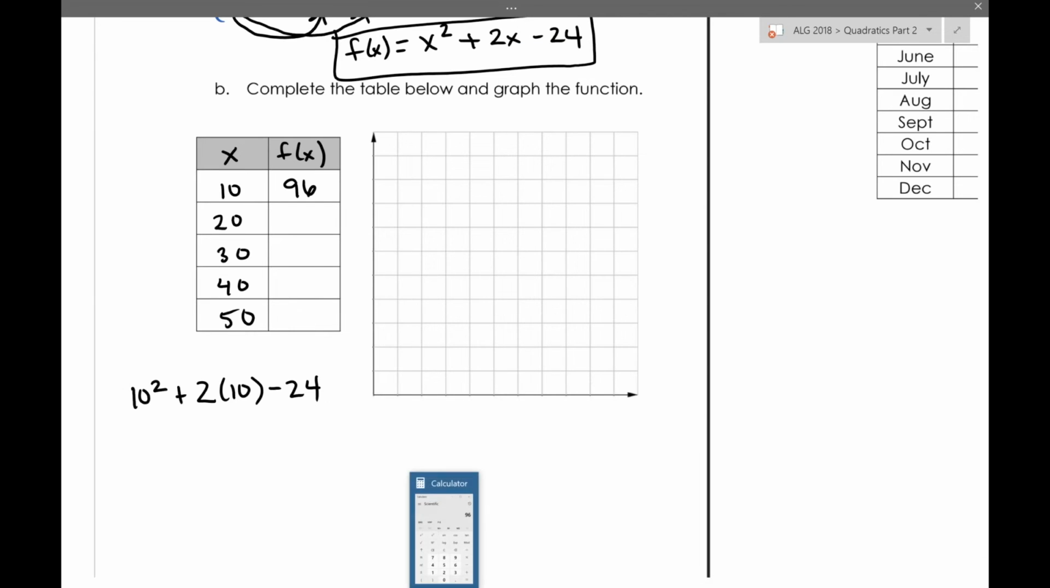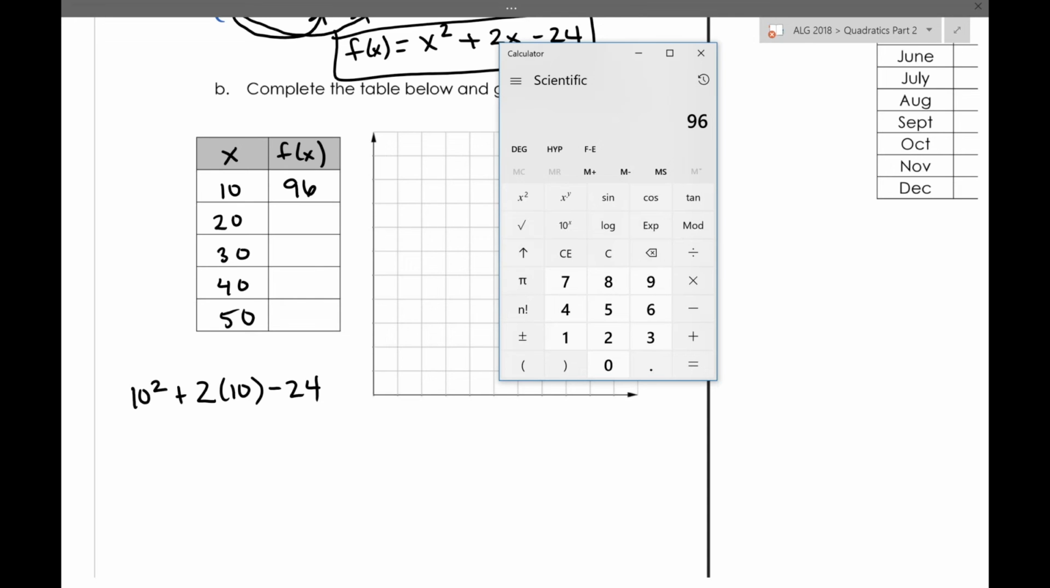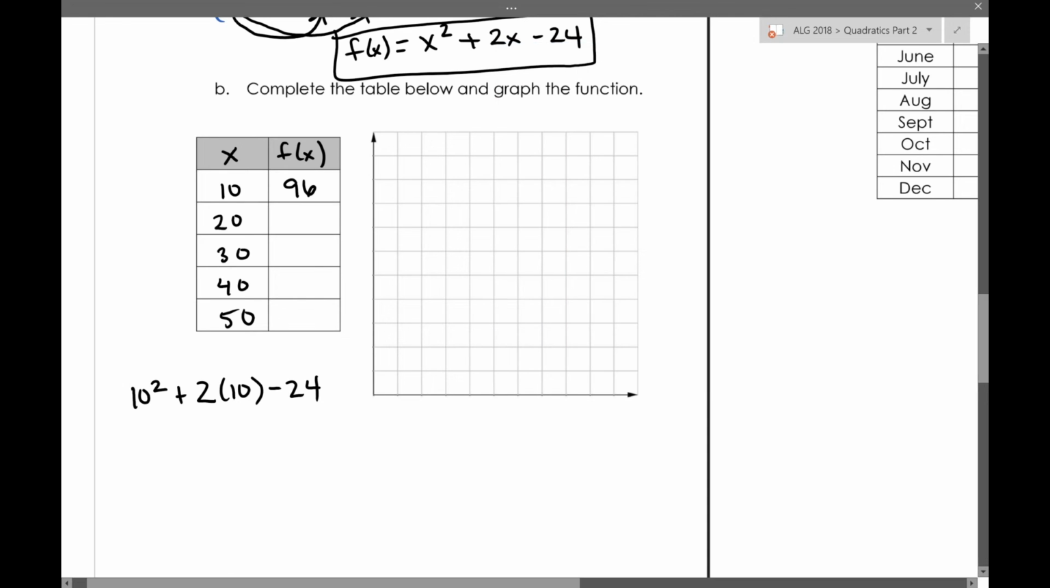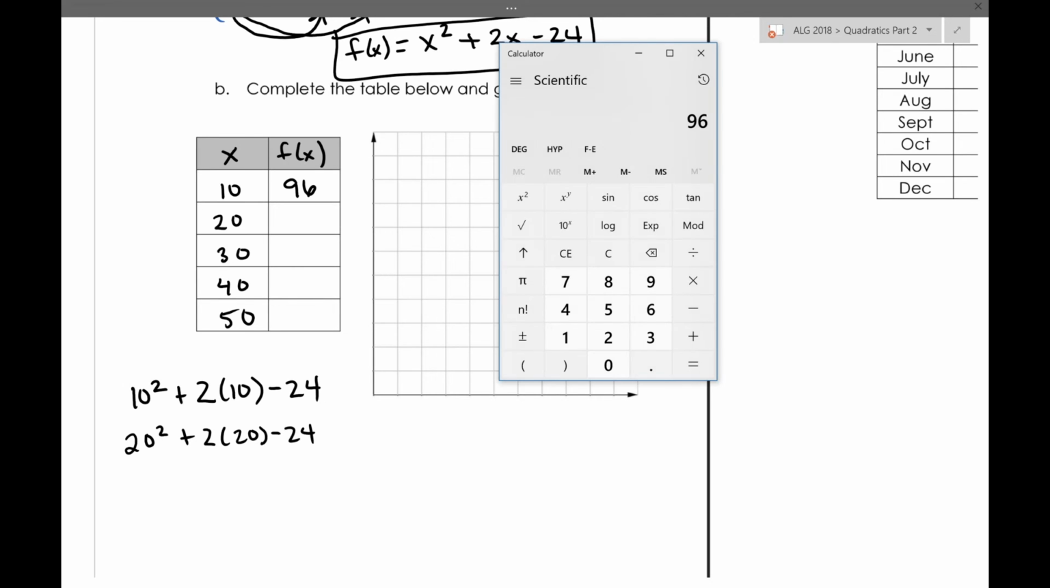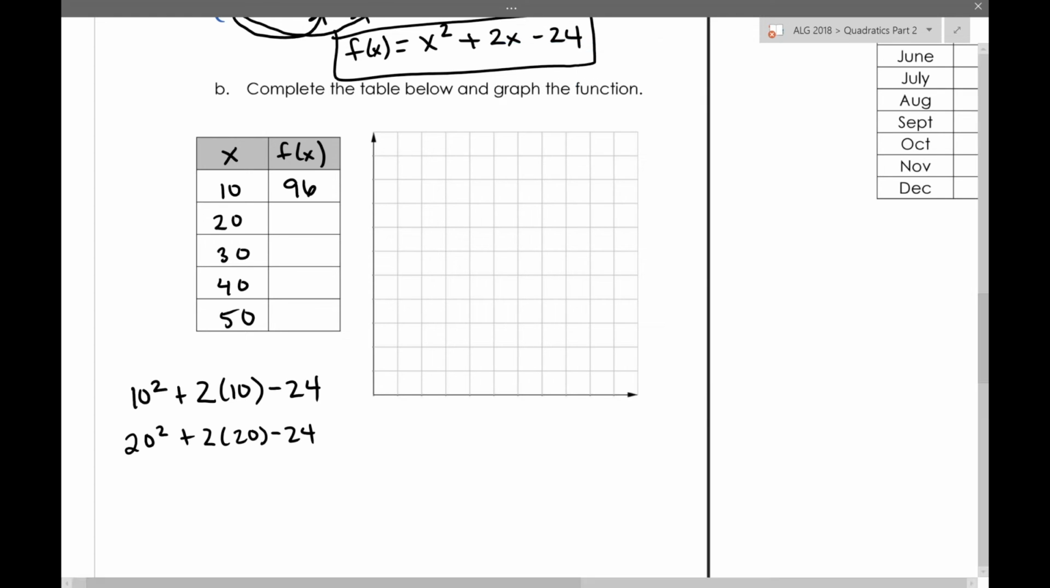Okay, let's try 20. Once again, let's write it out just to clarify. 20 squared plus 2 times, not 10, but 20, sorry, minus 24. And I take out my calculator, put it exactly how it is. 20 squared plus 2 times 20 minus 24. Okay, and now that's 776. So when I inputted 20, I got 776.